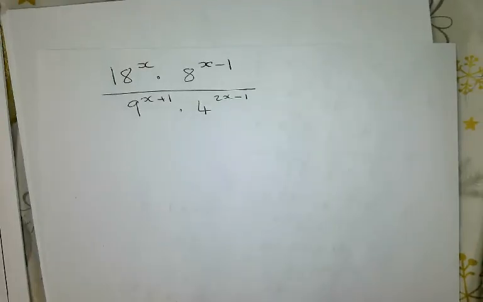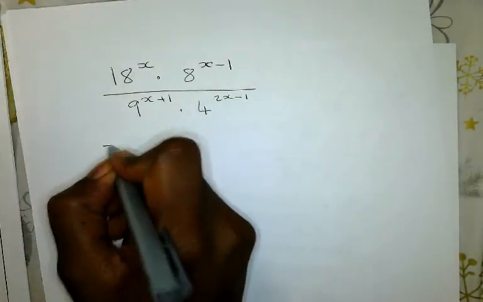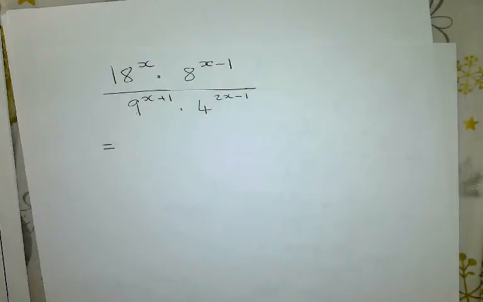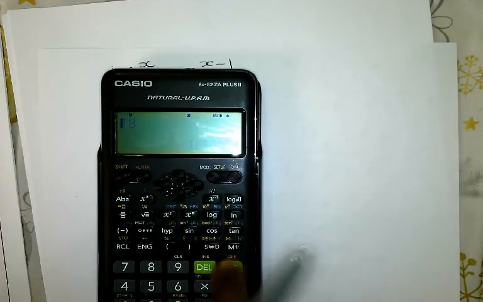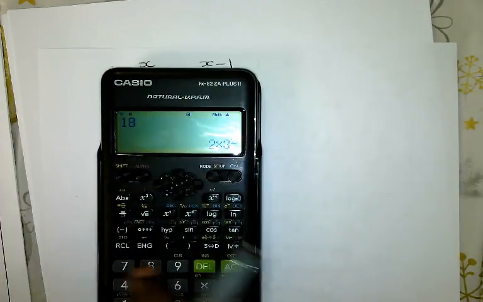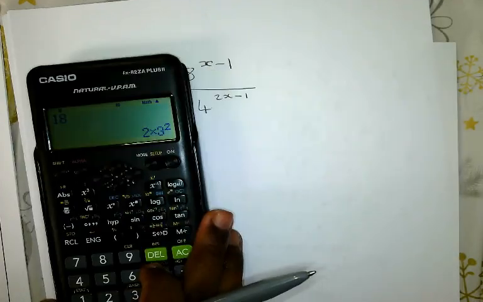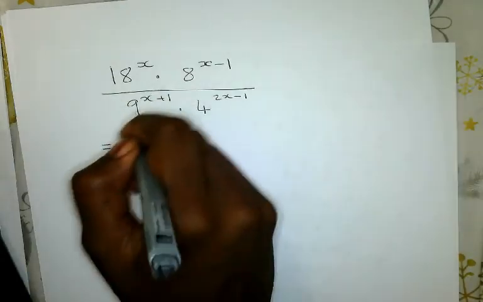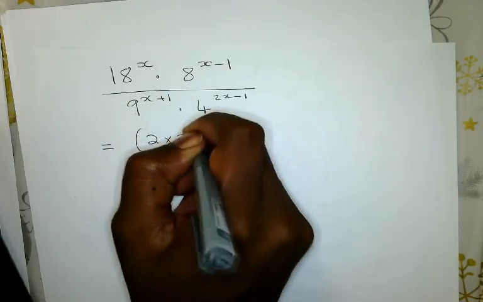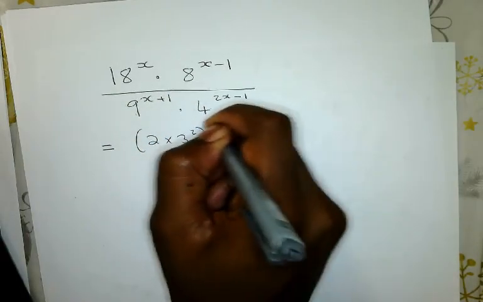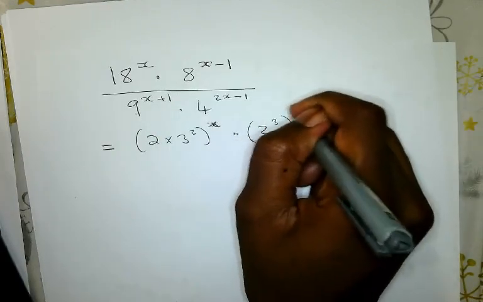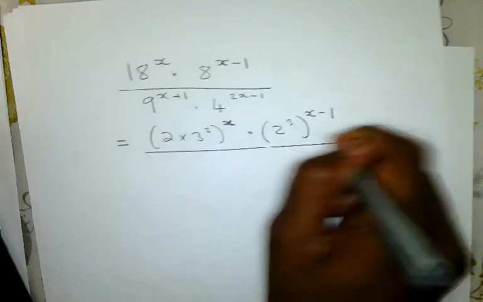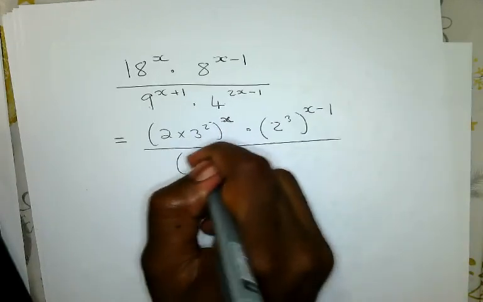So what are we going to do? Change all this to prime base. So 18 becomes 2 times 3 squared. I'm going to multiply this by x. And then 8 becomes that. X plus 1 becomes that. 2x minus 1 becomes that.